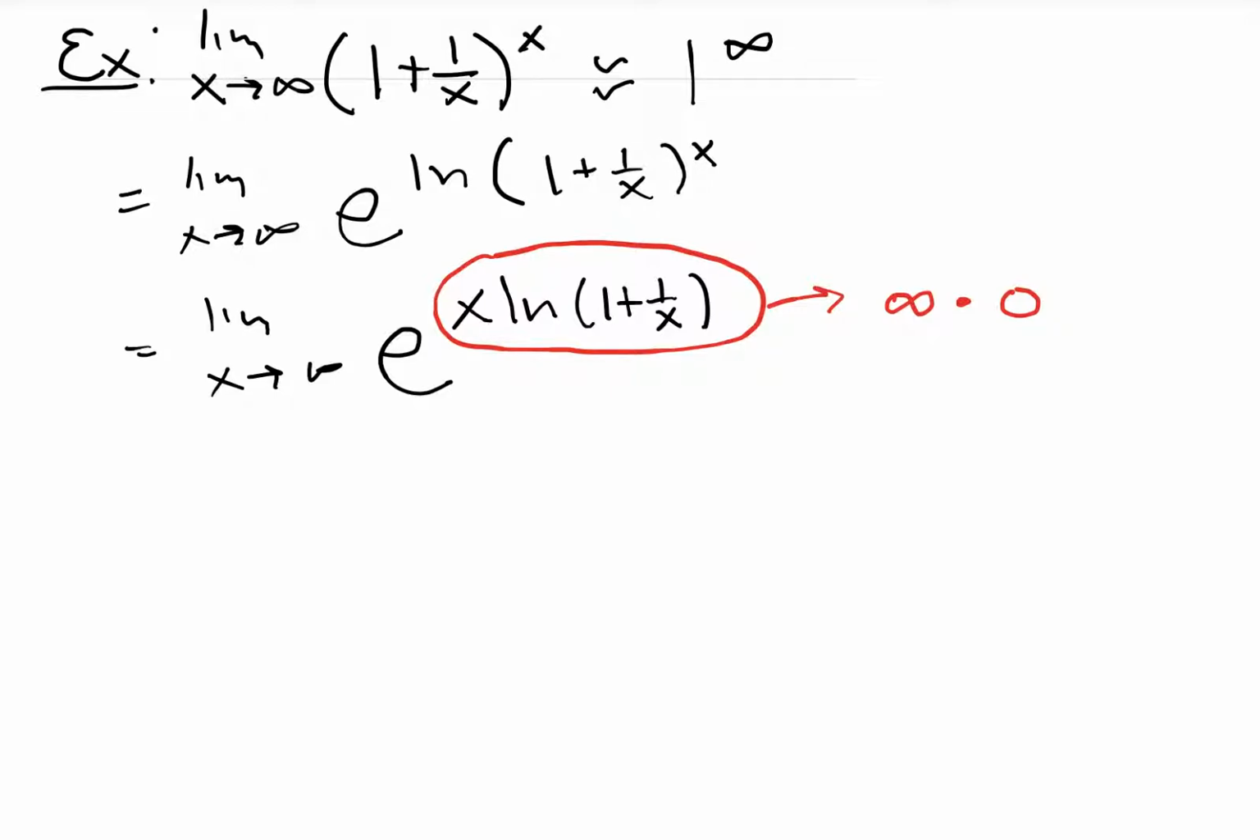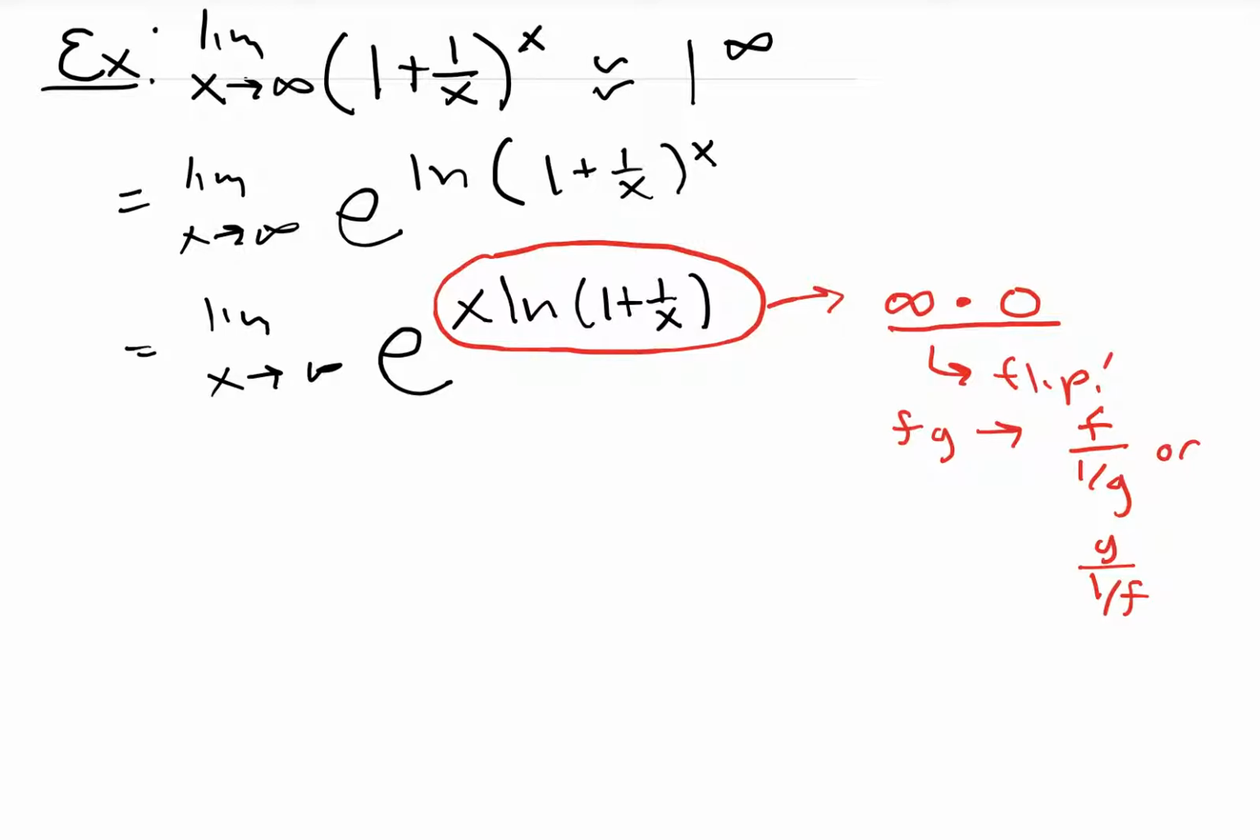Now, recall, the way that we handle these is we're going to flip one of those terms. We said that if you have f times g, this is either going to go to f over 1 over g, or it'll turn into g over 1 over f.